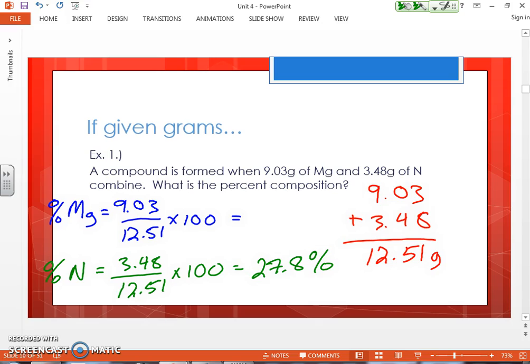I can do the top one, or I know percents always have to add up to 100. I could do a subtraction. I'm going to type it in my calculator just to see. Divided by 12.51 times 100, and I do get 72.2 if I round. Notice they do add up to 100 or something really close to it. That's always a good check as you're doing these problems.